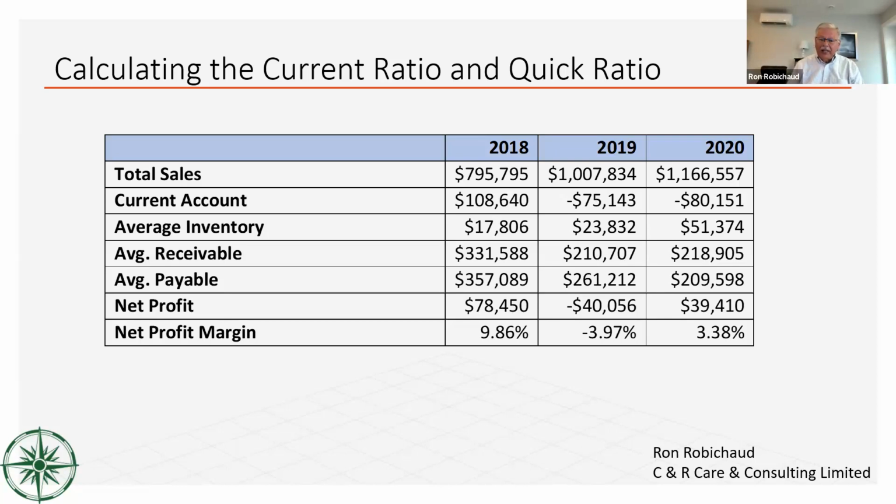However, in 2018, with 795,000 in sales, they had a net profit of 9.86%, a $78,000 profit. Then in 2019, they had a net loss of 3.97%. Then in 2020, it started to come back up again. So let's find out what the problem could be. When you're doing your analysis, you start to look at what makes up the current ratio and the quick ratio.